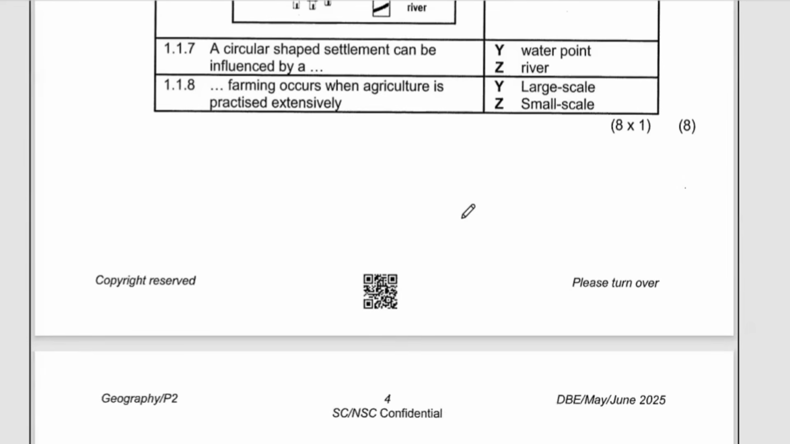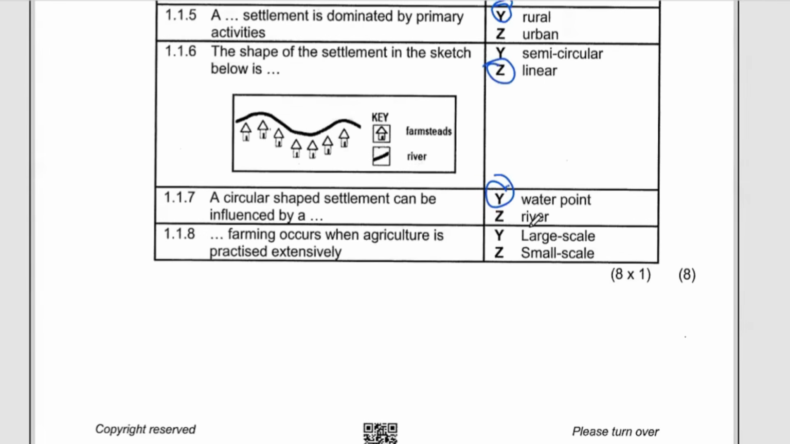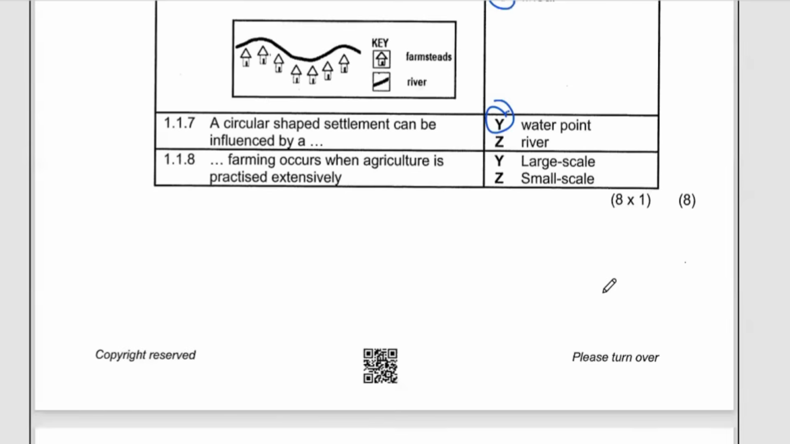A circular shaped settlement can be influenced by a water point. We cannot have a river, since a river is going to give us a linear settlement. But when we have a water point, it's most likely that the settlements are going to develop around the focal point, which is the water point.